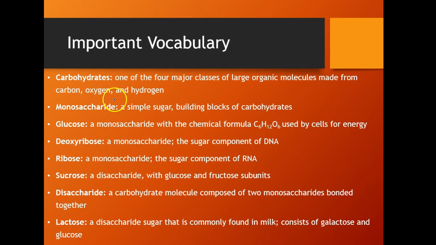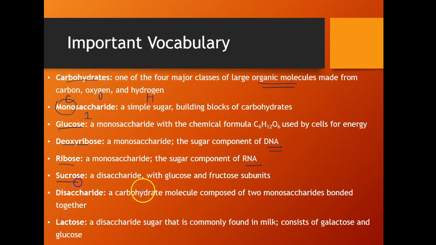So here's some important vocabulary that you need to know. Carbohydrates, which remember is one of the 4 major classes of large organic molecules made from carbon, oxygen, as well as hydrogen. We have monosaccharides, which means one sugar. It's the building block of carbohydrates. We have glucose, which is that main monosaccharide. Deoxyribose, which is found in DNA. Ribose, which is a monosaccharide found in RNA.